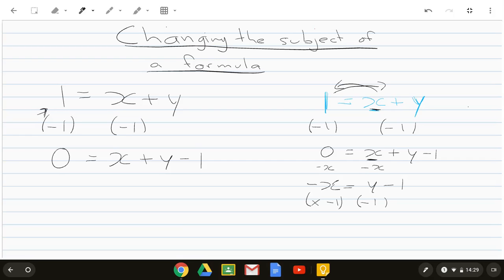So that means that I have to multiply everything on both sides. So minus x times minus 1 is x. y times minus 1 is minus y. And minus 1 times minus 1 is plus 1. So my new equation with x as the subject is x equals minus y plus 1.